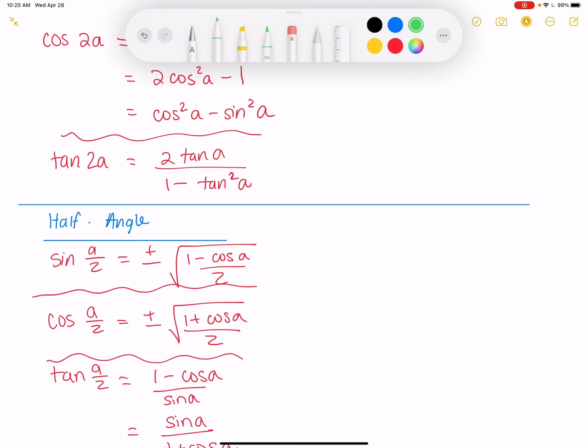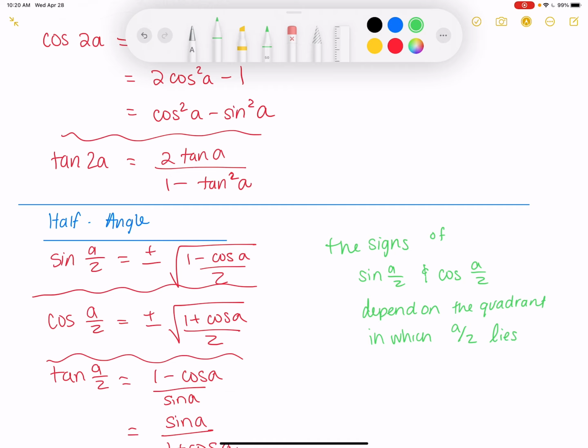All right, over here, because these are plus and minus, the signs of sine of a over 2 and cosine of a over 2 depend on the quadrant in which a over 2 lies.